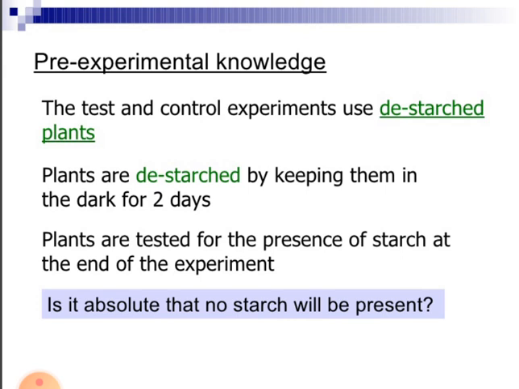Then plants are tested for the presence of starch at the end of the experiment. It is certain that no starch will be present when a plant has been put in the dark for 2 days, for 48 hours. The starch stored in the plant will have been used during the respiration that takes place when the plant is kept in the dark.